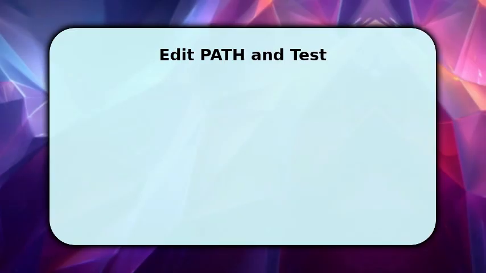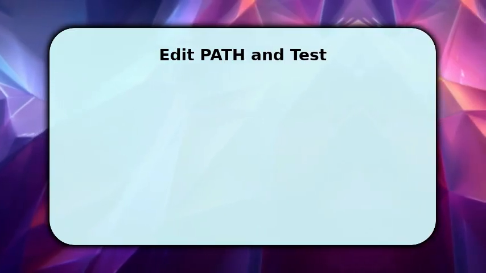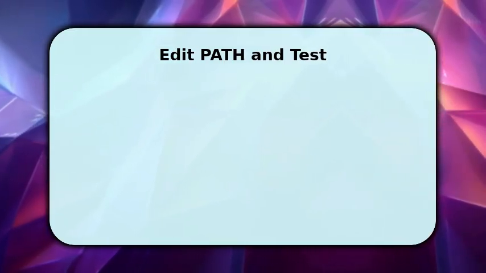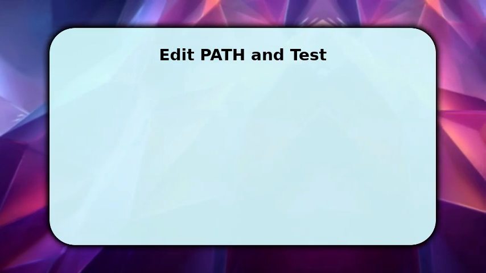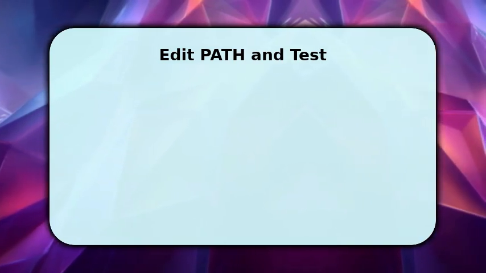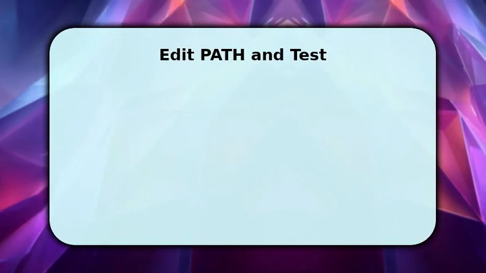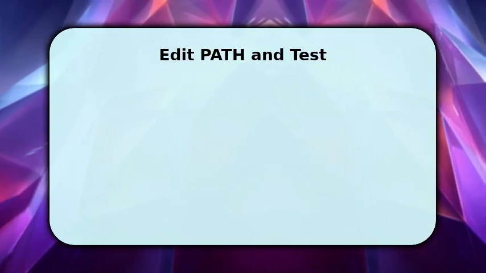Run where command-name, or Get-Command in PowerShell, to find which binary will run. If it fails, run the program by full path to confirm the executable itself works. This isolates path problems from corrupted binaries.